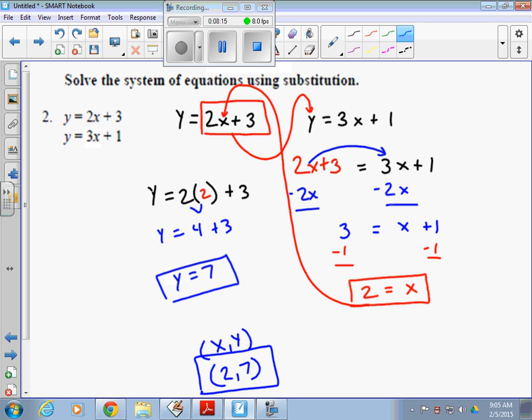Don't do all of that work and then write it as (7, 2), because that will be an answer choice in a multiple choice test. Do all that work and just mix your x and y up at the end. (2, 7). That is the point where they will intersect.